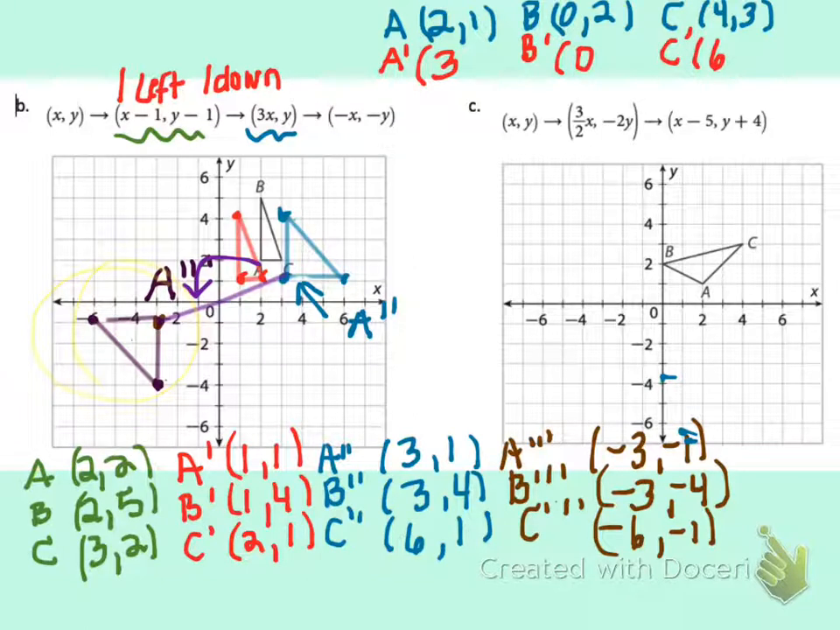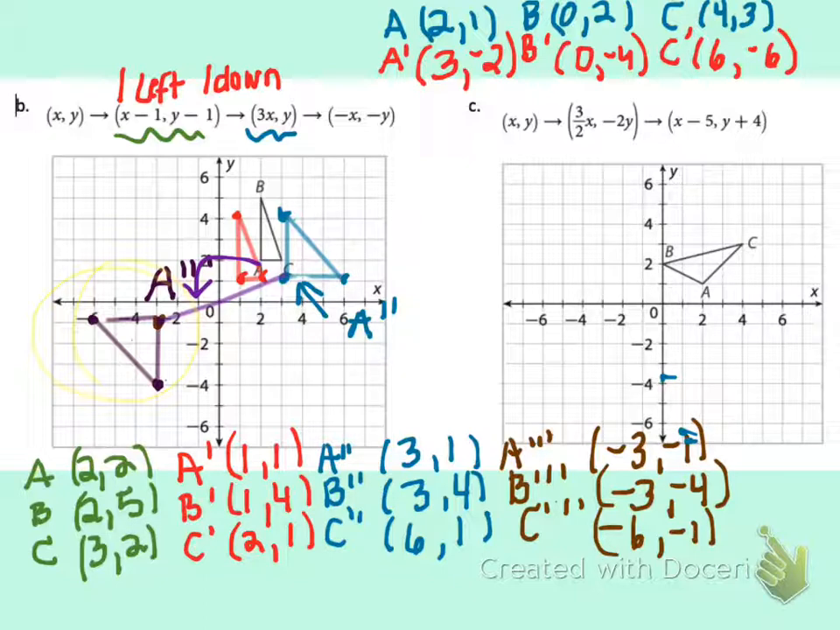So now I'm going to do the y's. Well, the y's I'm going to multiply by -2. So each y I'm going to multiply by -2. So that first one would be 1 times -2, which is -2. The next one is 2 times -2, which is -4. And the final one is 3 times -2, which is -6.